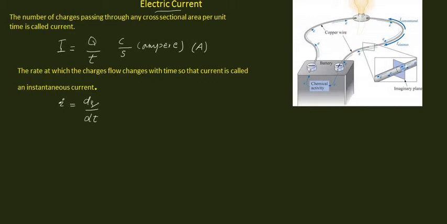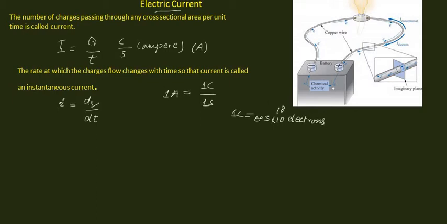The current through this imaginary surface is said to be 1 ampere if 1 coulomb of charge passes through this imaginary surface in 1 second. So we can say that 1 ampere is equal to 1 coulomb of charge passing through this imaginary surface in 1 second. And we know that 1 coulomb of charge contains 6.3 multiplied by 10 raised to the power 18 electrons.